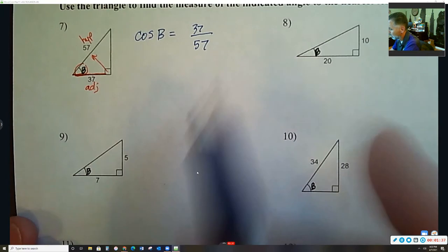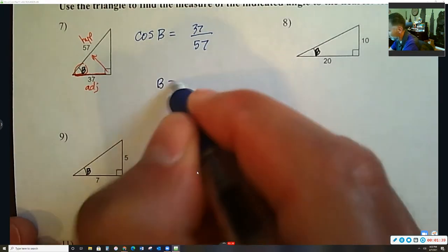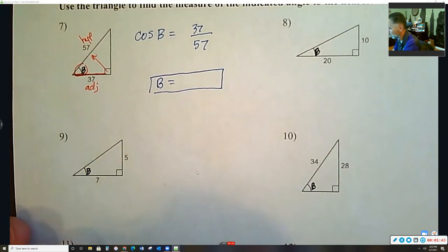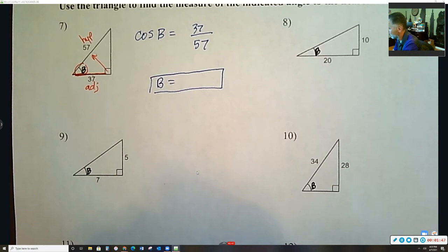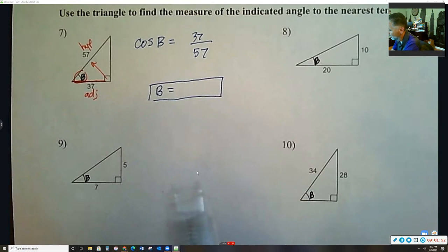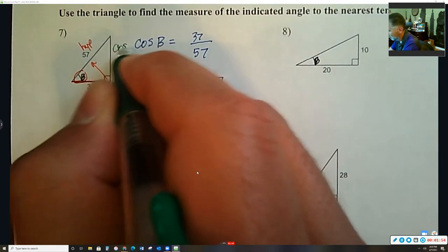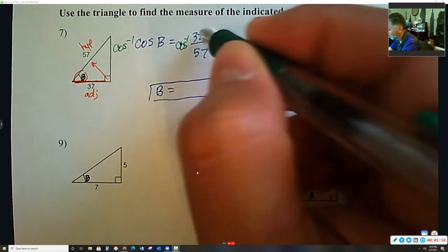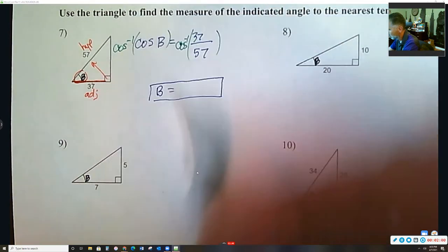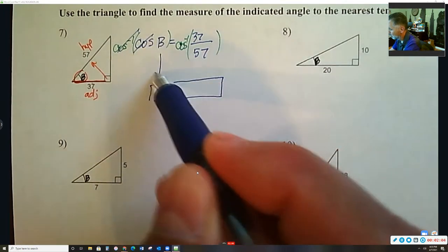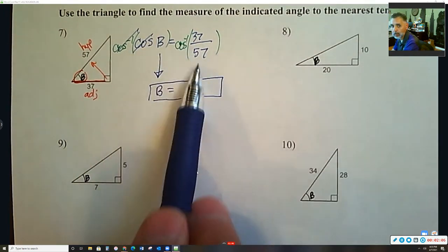Okay, now I want B to come out by itself because really that's my answer. That's what I'm looking for, the question mark. So I want to get rid of cosine. The only way we can get rid of cosine is if we use cosine inverse. So cosine inverse, cosine cancel, B comes down, and this guy you type in the calculator.